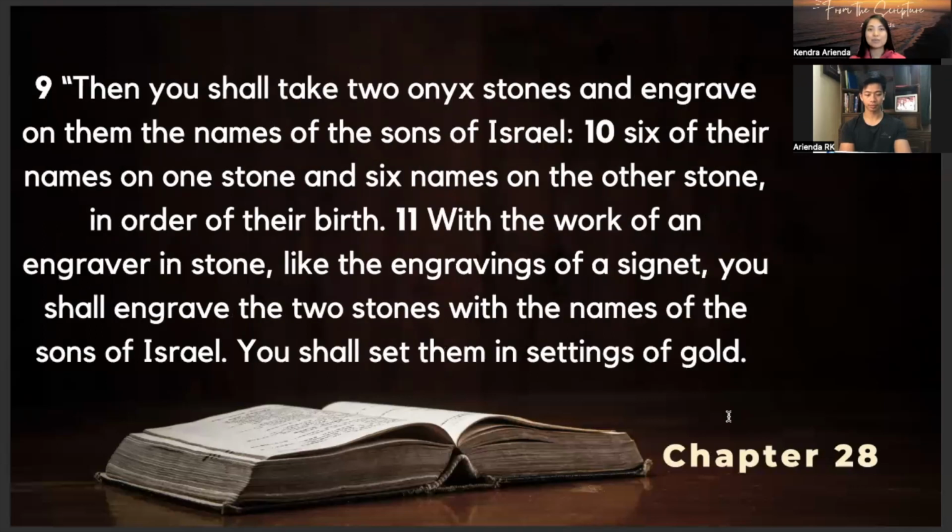Then you shall take 2 onyx stones and engrave on them the names of the sons of Israel, 6 of their names on one stone, and 6 names on the other stone, in order of their birth, with the work of an engraver in stone, like the engravings of a signet. You shall engrave the 2 stones with the names of the sons of Israel. You shall set them in settings of gold.